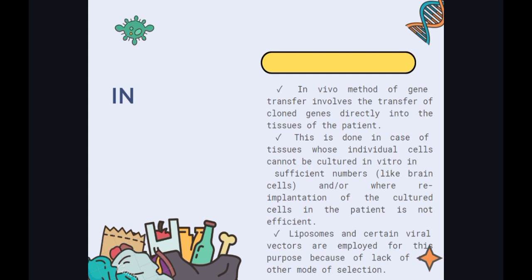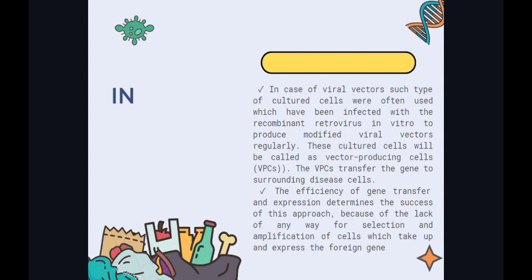like brain cell and or where reimplantation of the culture cells in the patient is not efficient. Liposomes and certain viral vectors are employed for this purpose because of lack of any other mode of selection. In case of viral vectors, such type of culture cells were often used which have been infected with the recombinant retrovirus in vitro to produce modified viral vectors regularly. These culture cells will be called as vector-producing cells or VPCs. The VPC transfer the gene to surrounding disease cells.